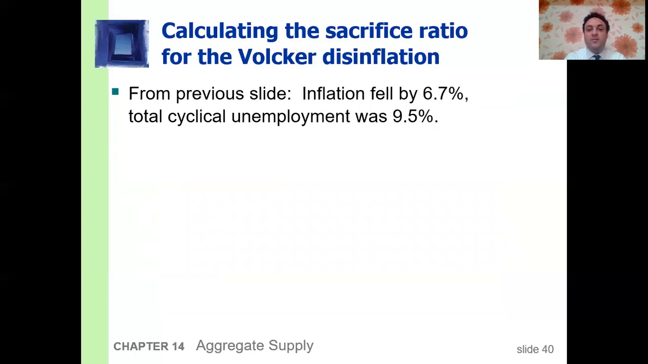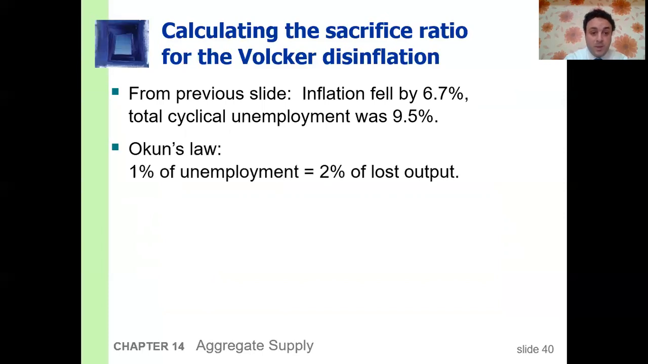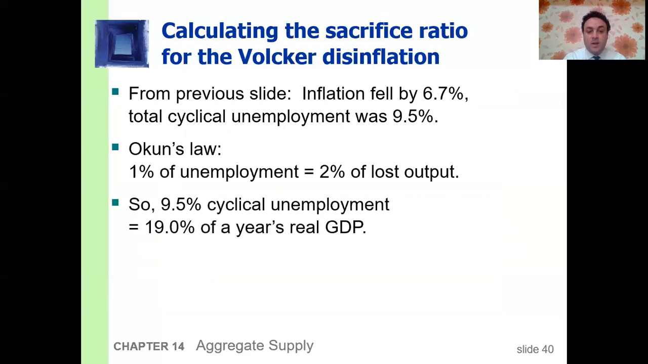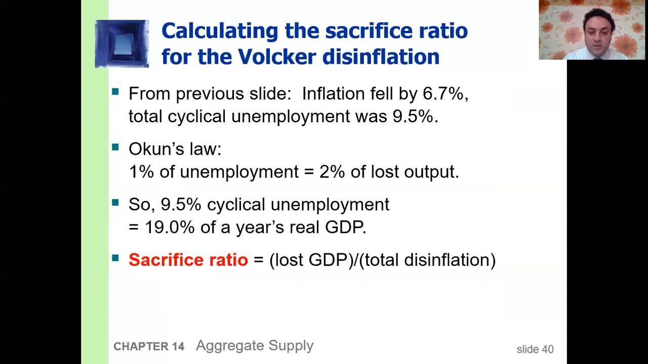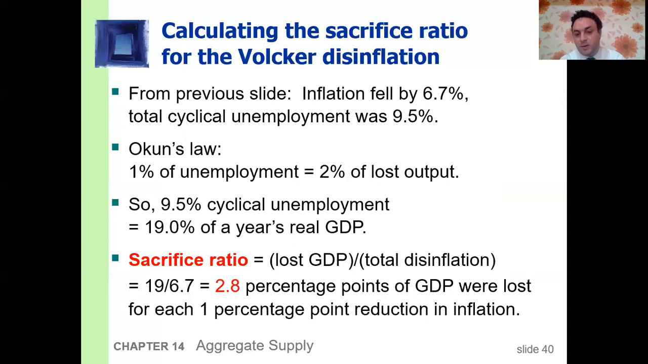From the previous slide, inflation fell by 6.7%. Total cyclical unemployment was 9.5%. So Okun's law, 1% of unemployment equals 2% of lost output. So 9.5% cyclical unemployment equals 19% of a year's real GDP. As you know, sacrifice ratio is the loss of GDP divided by total disinflation. So we'll divide 19% by 6.7% equals 2.8 percentage points of GDP were lost for each 1 percentage point reduction in inflation.